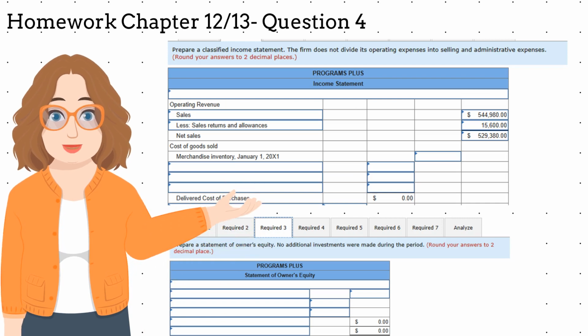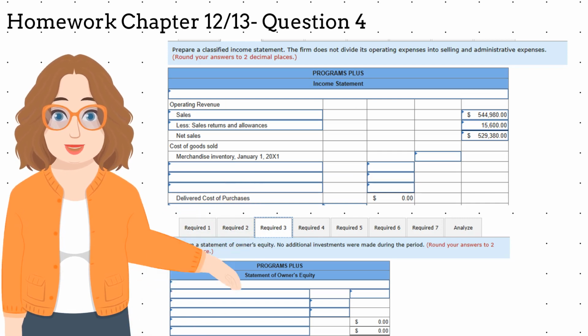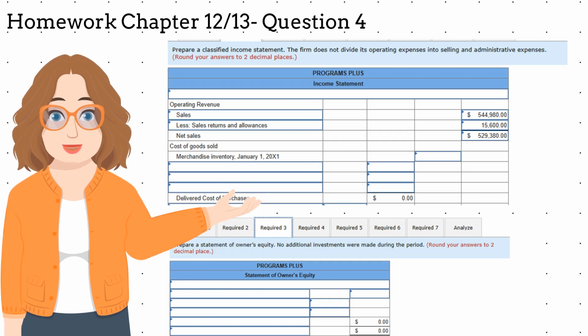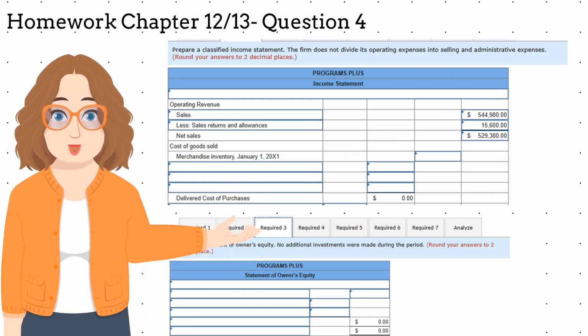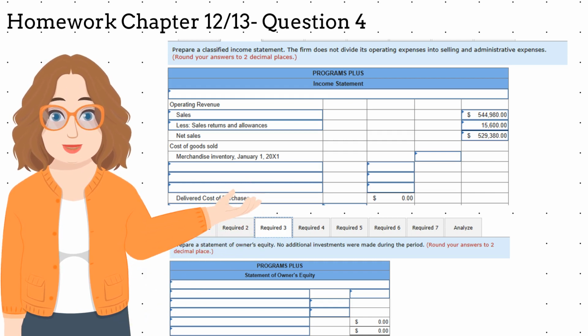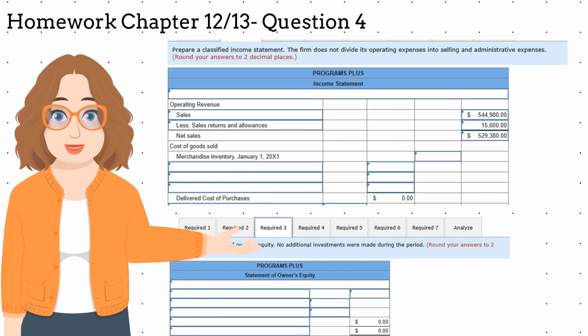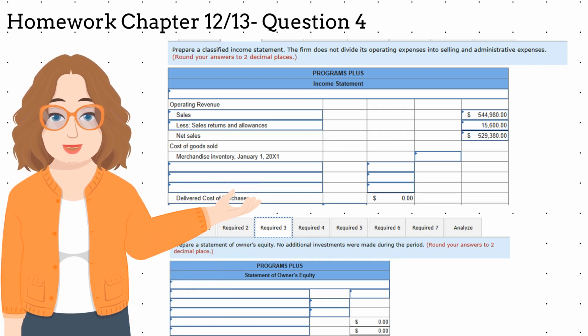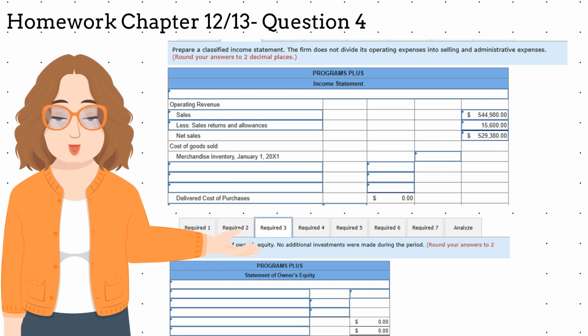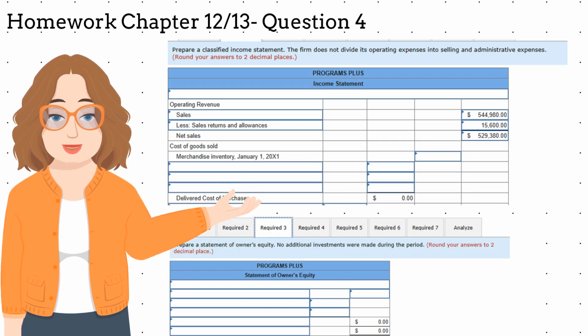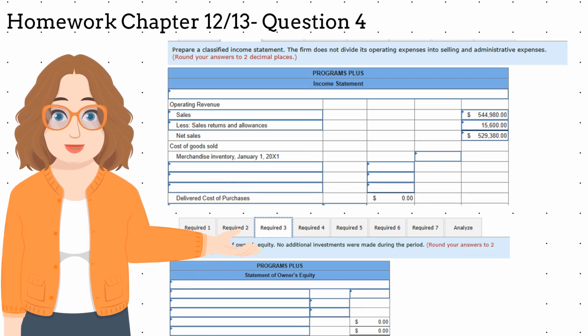Next, you'll prepare the classified income statement, which I have started here already, and the statement of owner's equity. In requirement 4, you'll prepare the classified balance sheet based on your worksheet, and then record the adjusting and closing entries and the reversing entry in requirements 5, 6, and 7. At the end, you will need to analyze the change in owner's capital account.